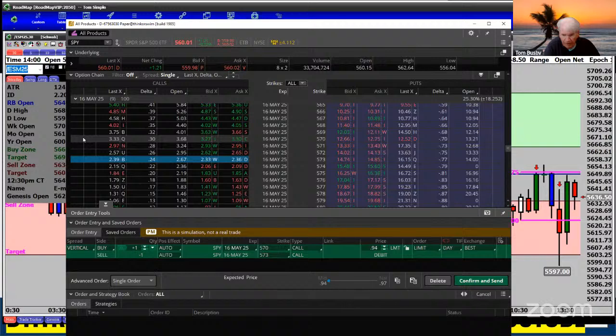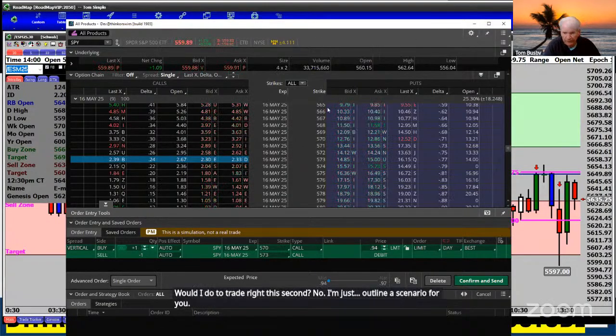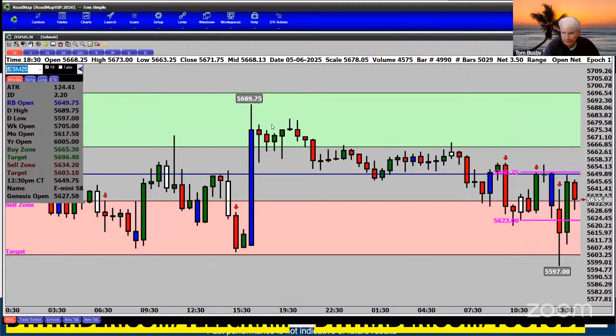Would I do the trade right this second? No. I'm just outlining a scenario for you that you can use to put some money in your bank.